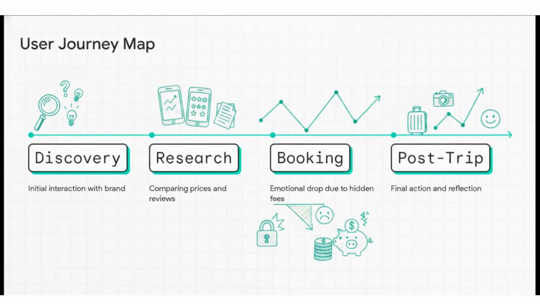Next, we take that persona and we map out their emotional journey over time. We literally visualize all the exact touchpoints, from discovery to research to booking and all the way to post-trip. The really crucial part here is tracking their emotional highs and lows. Like if we see a specific drop in excitement and a huge spike in frustration right at the booking phase, maybe when they hit those hidden fees we just talked about, well then we know precisely where we need to tear out the plumbing and fix the experience.